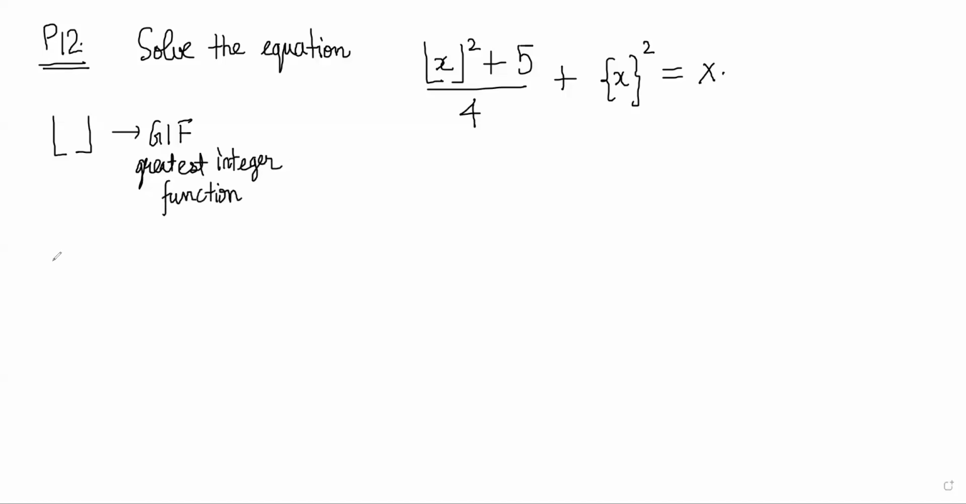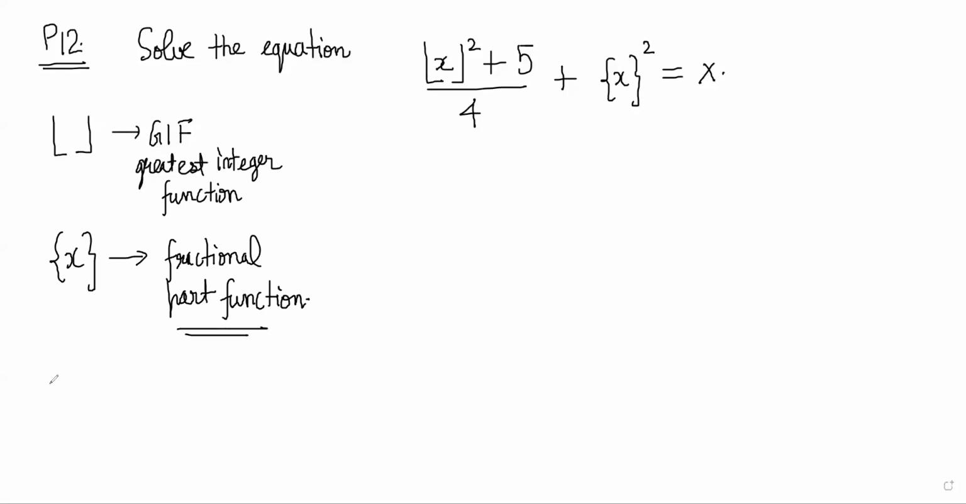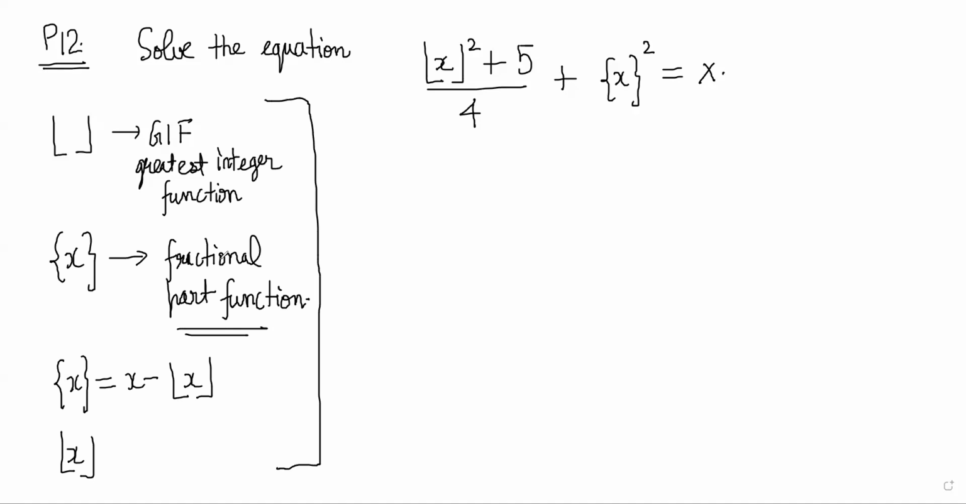I hope everyone is familiar with the greatest integer function. This expression means the fractional part function. The fractional part function is basically x minus GIF of x, and GIF of x is the greatest integer less than or equal to x. I hope that is familiar to everyone. If you don't know about this, you can refer to any standard book or search online. You will get an understanding of these two functions. Right now, what we have to do is solve this equation.